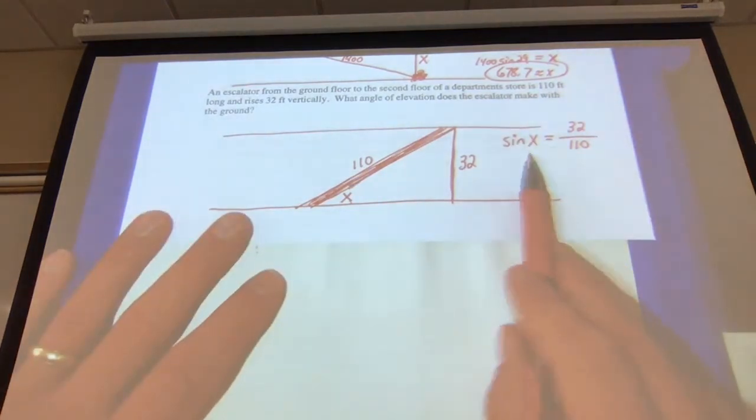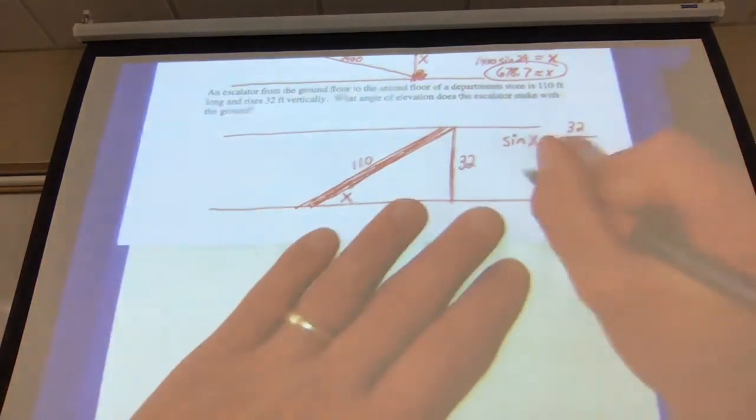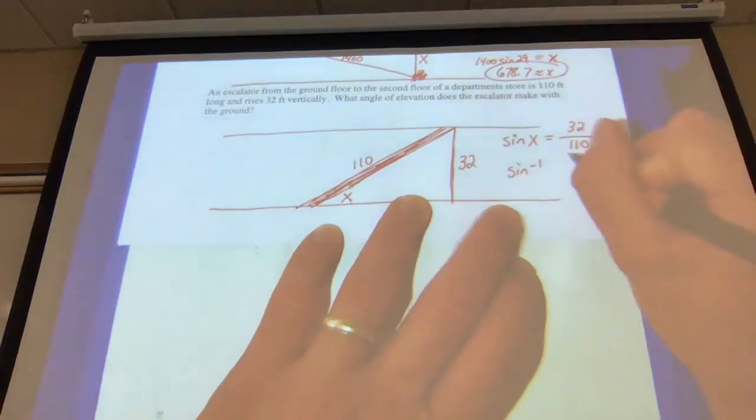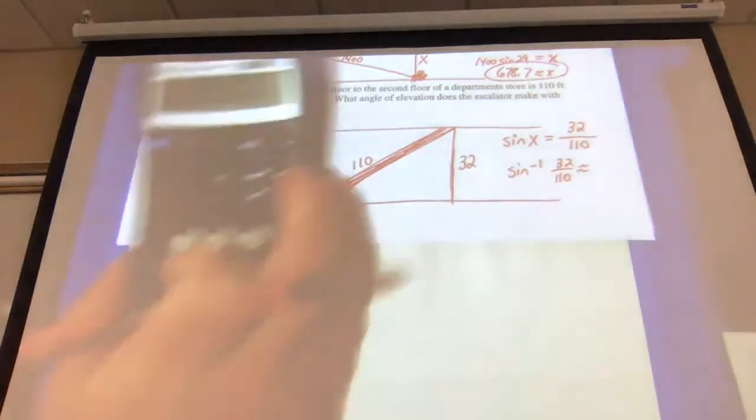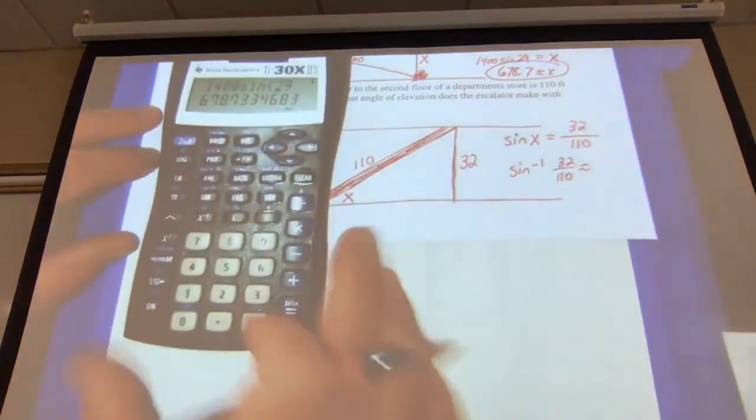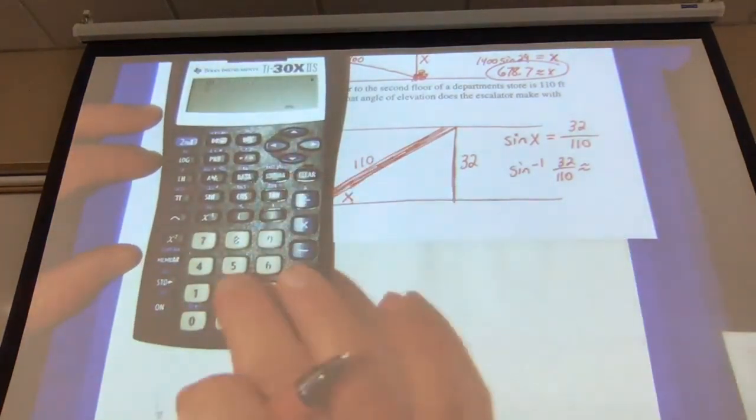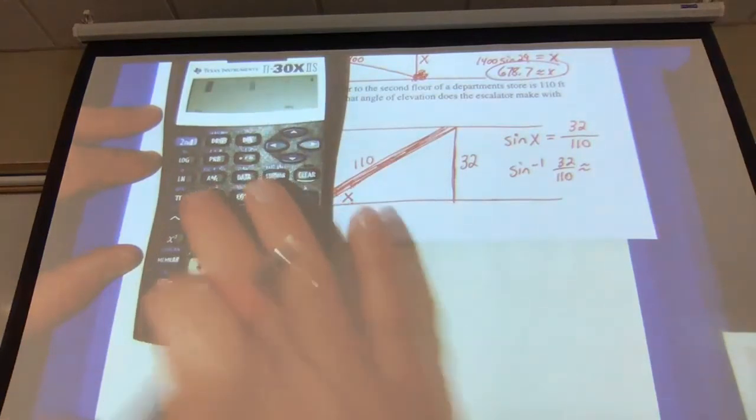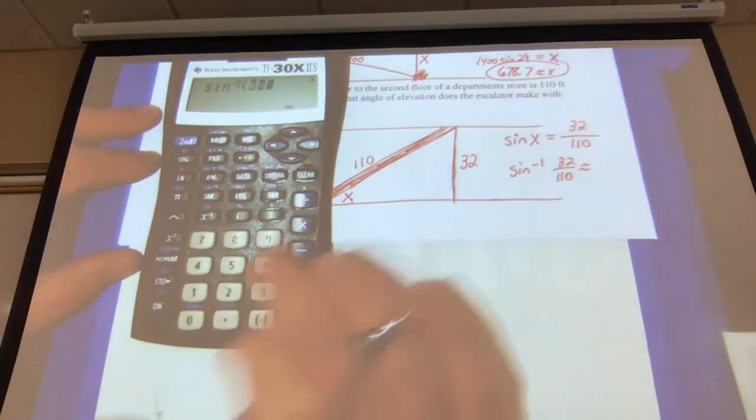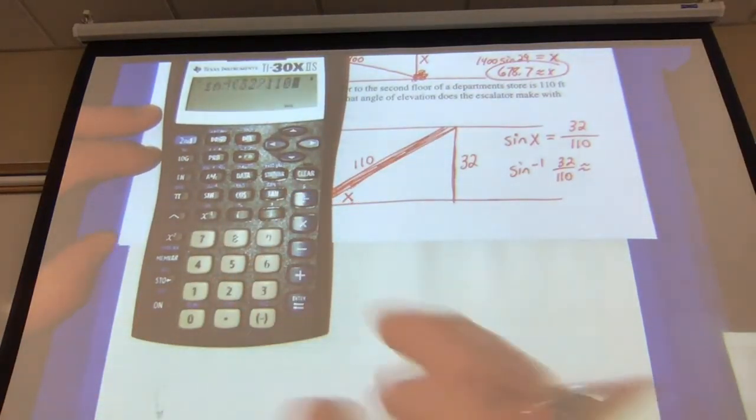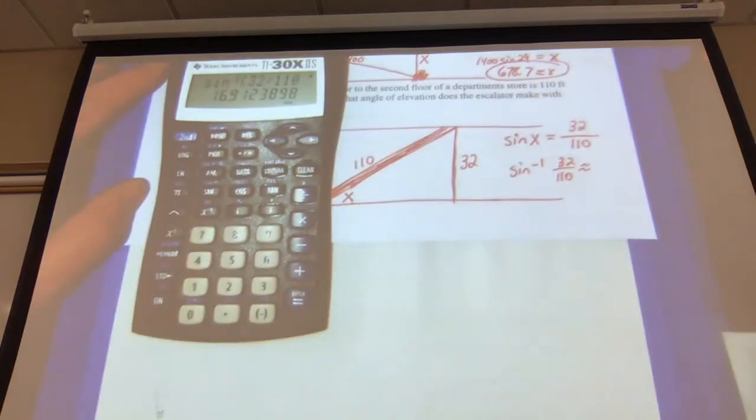So the sine of some angle is going to be 32 over 110. To find out what the angle is, we'll do the inverse sine of 32 over 110. And back to the calculator for this. The inverse sine, 32 divided by 110. That's going to be about 16.9.